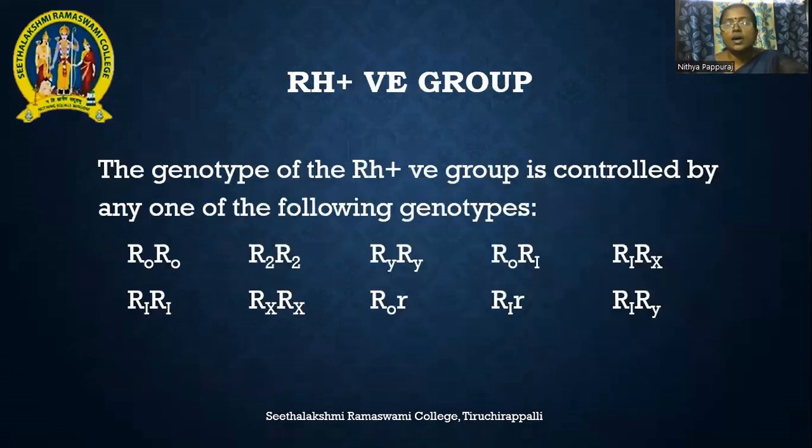Now let's see that Rh positive people may carry different types of genes like R0, R1, R2, RY, RX, and capital R0 small r, capital R1 small r, and capital R1 capital RY. These are the different types of genes which represent only Rh positive people.